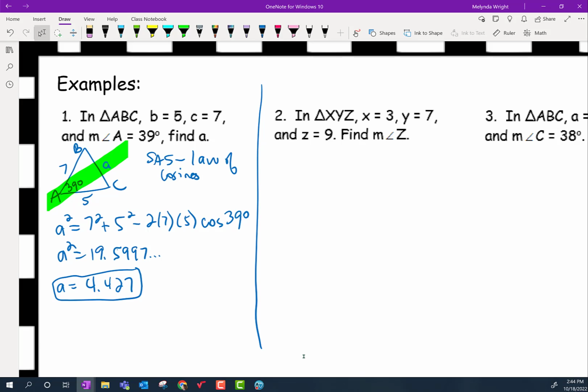Let's take a look at our second example. So let's draw our triangle. X, Y, Z. Let's see, side X is 3, side Y is 7, side Z is 9. They want us to find the measure of angle Z. That's what they want us to find. That's great. We have side, side, side, which means law of cosines.